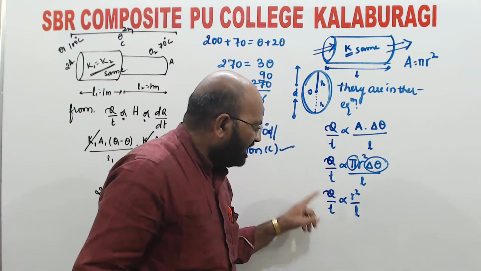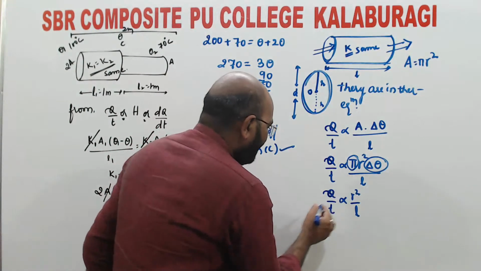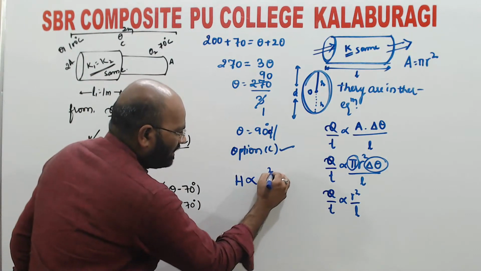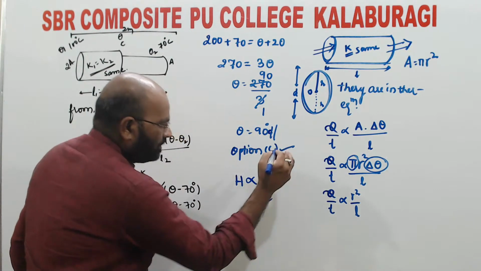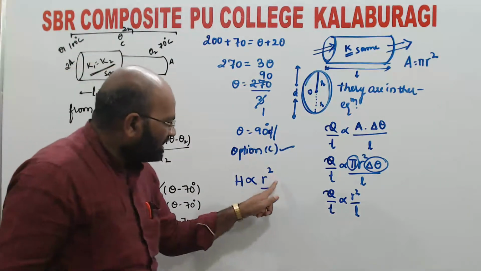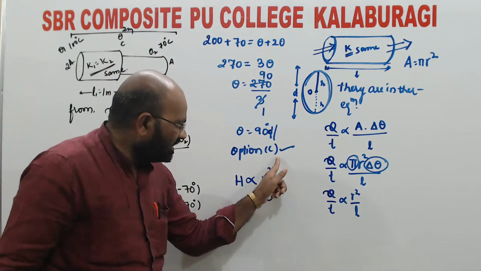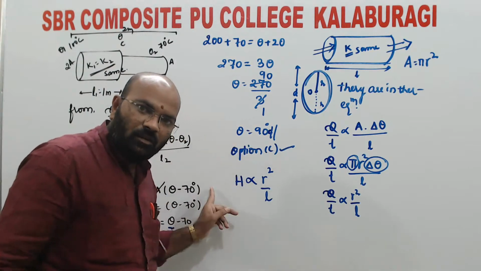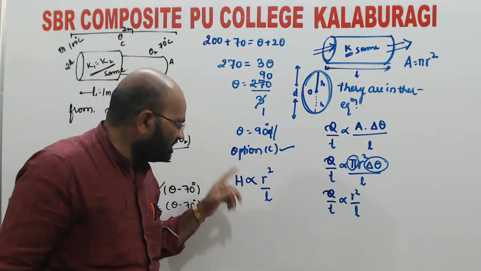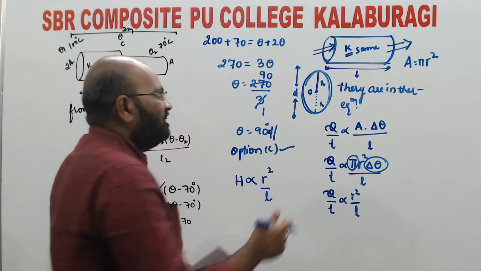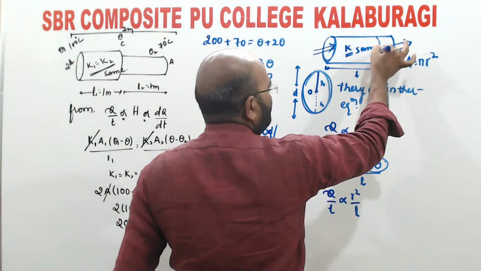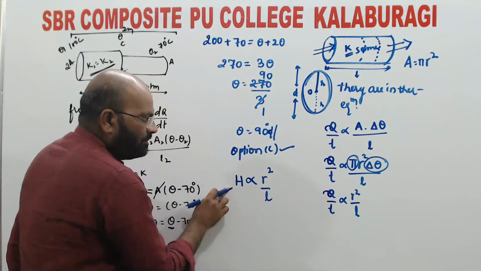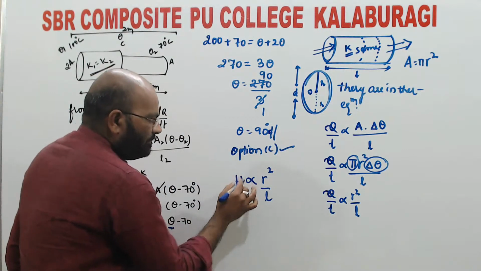This amount of heat energy is also called heat current. Heat current is directly proportional to r square and inversely proportional to L. If we double the radius, the heat energy flow increases. If the length decreases, the heat flow increases. So this will be the condition.